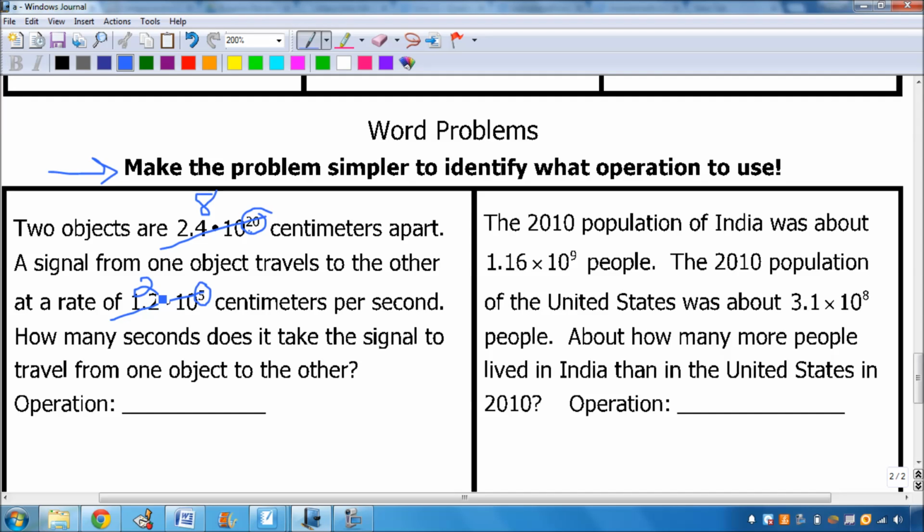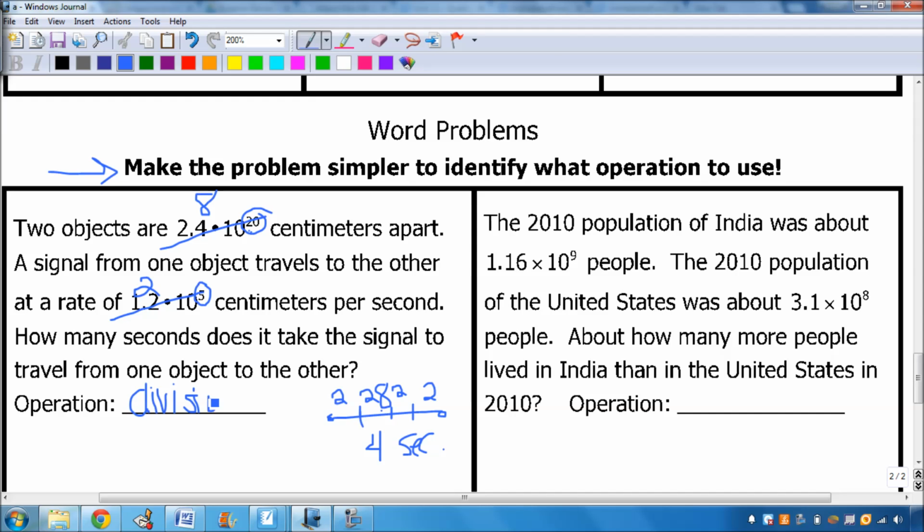So now let's read the question again with our easy numbers. 2 objects are 8 centimeters apart. So we know the distance from here to here from our 2 objects is 8 centimeters. A signal from one object travels to the other at a rate of 2 centimeters per second. So every second it goes 2 centimeters. How many seconds does it take the signal to travel from one object to the other? You should end up getting that the answer to this is 4 seconds, right? And the way we figure that out is just divide 8 by 2. It's so easy when you use easier numbers.